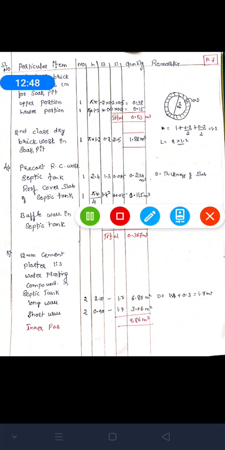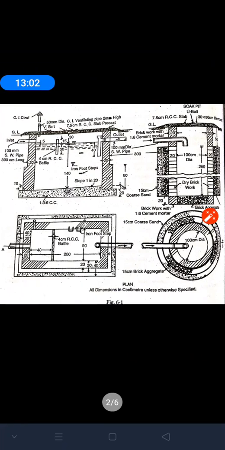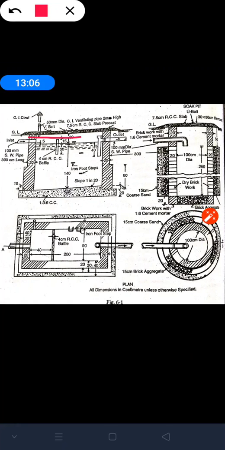The length of the RCC slab for the septic tank is 2.4. Again, the breadth is 0.9 plus 0.2 plus 0.2. 0.9 plus 0.2 equals 1.1, plus 0.2 equals 1.3. Then the depth is 0.075. So the RCC slab means ear to ear, guys. This is the RCC slab. Okay?